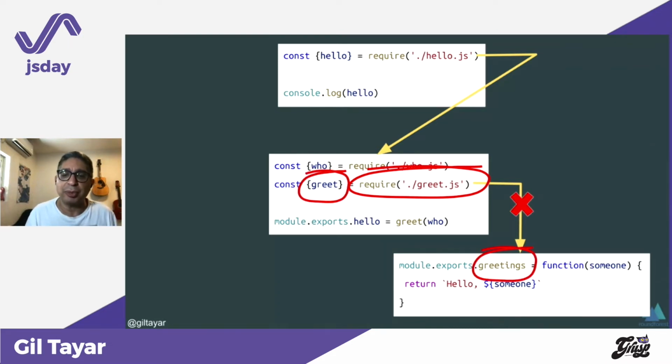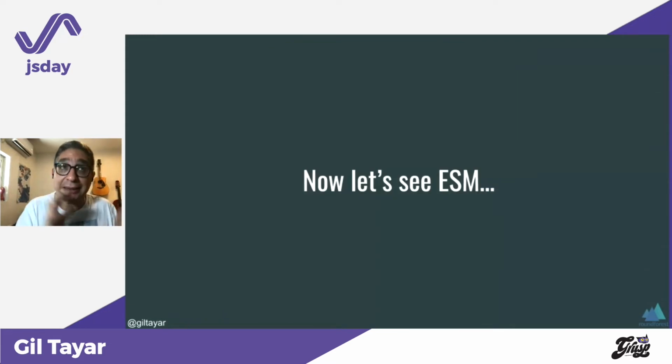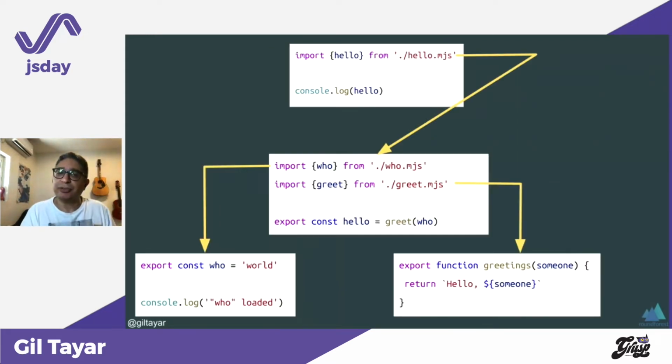Notice that we have a problem here because the bottom module has greetings in it, and the top module has greet. So boom, what we'll get here will be undefined, and we will crash during runtime. Greet is not a function or whatever. This is in CJS. ESM works a bit differently.